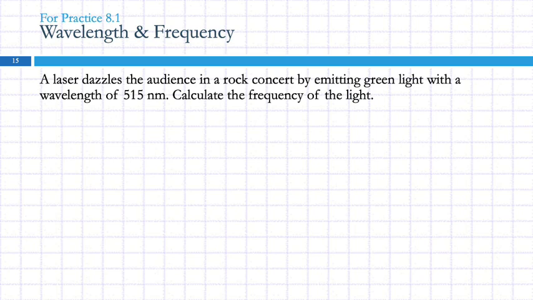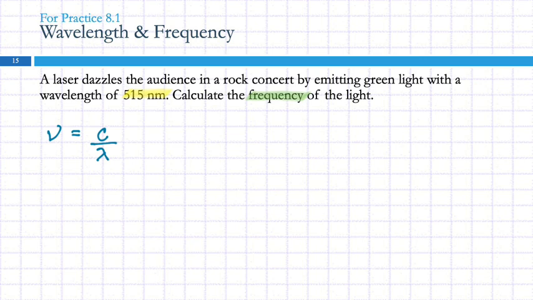Okay, so let's use that equation and do a calculation. So a laser dazzles the audience at a rock concert by emitting green light with a wavelength of 515 nanometers. Calculate the frequency of the light. So they're giving us a wavelength and asking us to find the frequency. So this is one of those problems that requires an equation. So the frequency is equal to the speed of light divided by the wavelength.